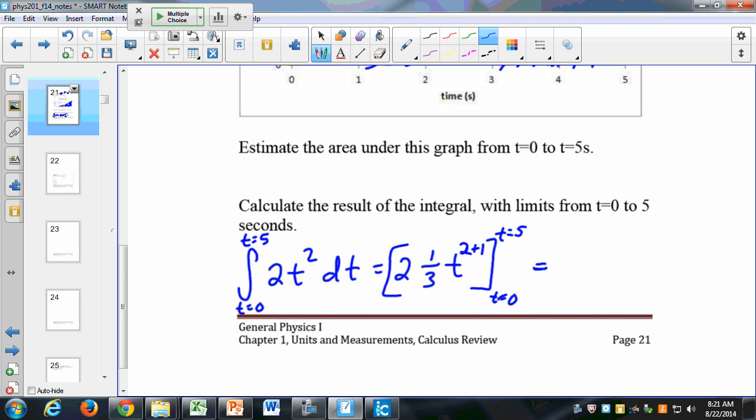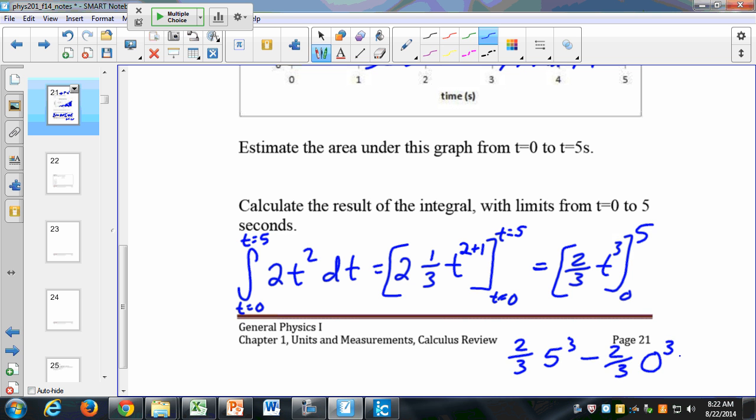It's going to be 2/3 t cubed from 0 to 5. What this means is I'm going to plug in 5 to this function, and I'm going to plug in 0 to that function. I'm going to take the difference between those two. So it's going to look like this: 2/3 times 5 cubed minus 2/3 times 0 cubed. And as some of you already said, you can do this in your TIs, and that's equal to 83 meters.